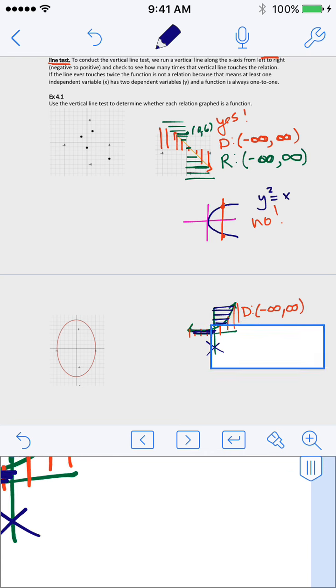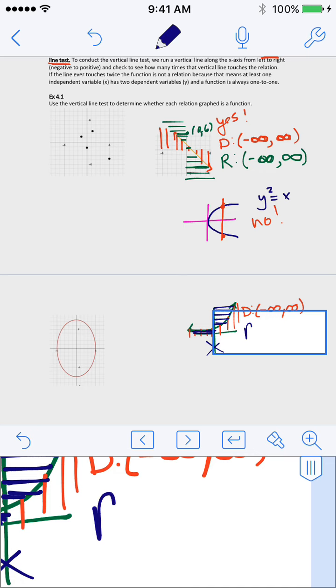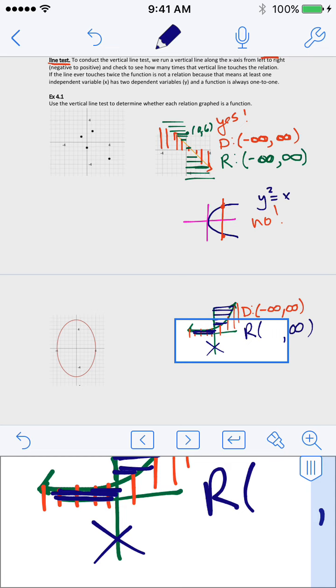Sometimes that happens. How we would write this: the range would also be an interval. And we've already deduced that it's going to go up to infinity, right? It's going to get all the positive values. But what is it going to start at? If it's never going to go in the negative, where is it going to start? What do you think?